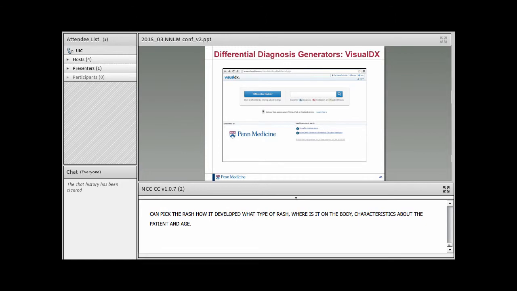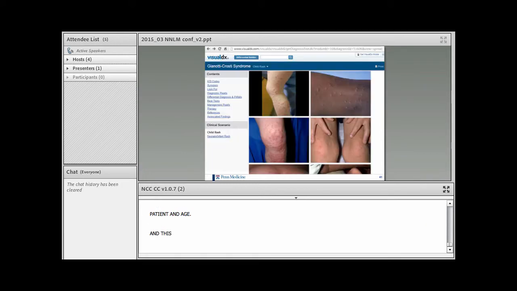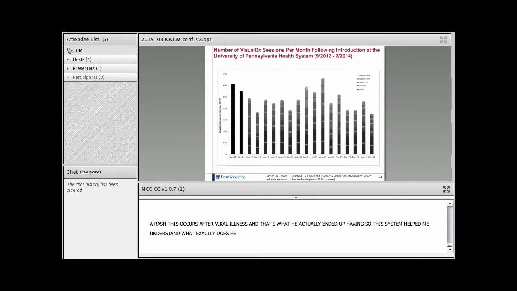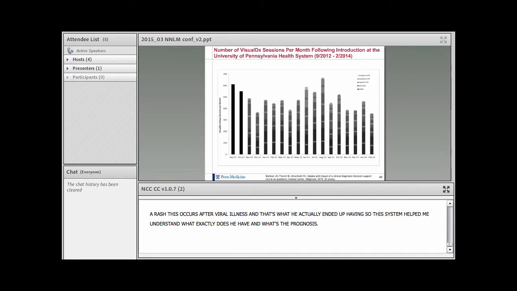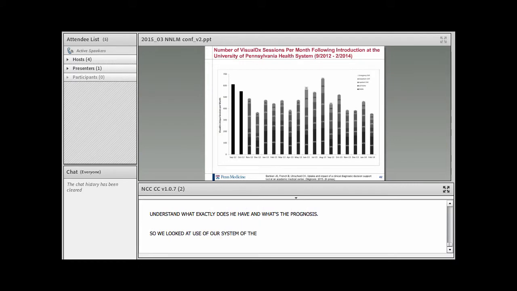So when I did that with a rash that my son had a couple years ago, this came up: Gianotti-Crosti, which is a rash that occurs after a viral illness. And that's what he actually ended up having. So the system helped me understand what exactly he has and what the prognosis is. And so we looked at use of the Visual DX system across our health system in the first, I think it was about 18 months from launch.